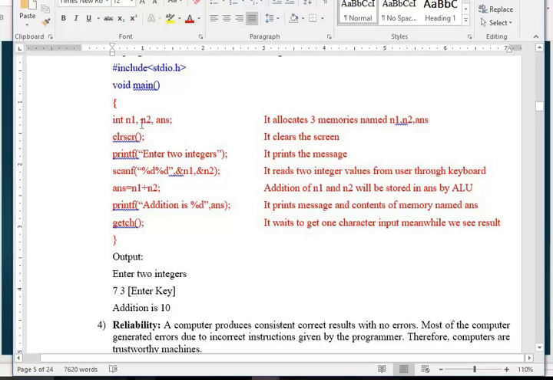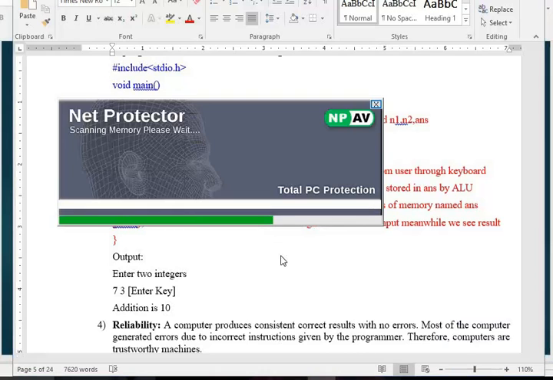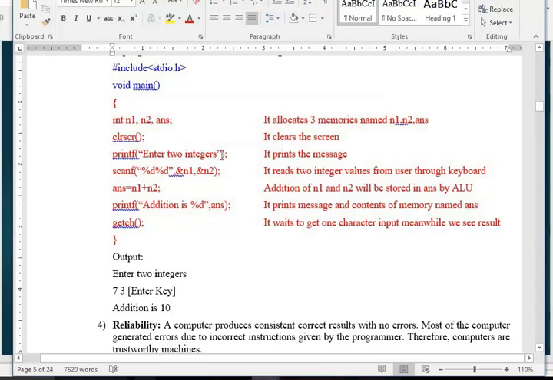clrscr, two brackets, parenthesis, semicolon. Semicolon means end of one instruction. One command is over, one instruction is over, second instruction is over, third instruction is completed, fourth is completed, fifth is completed, sixth is completed, seventh is completed. You can see the semicolon. Dennis Ritchie made some rules you have to follow.